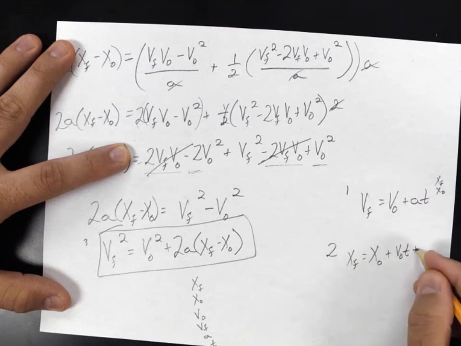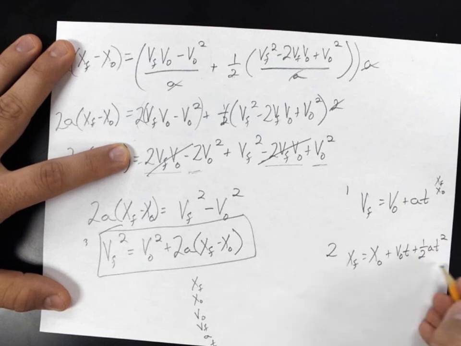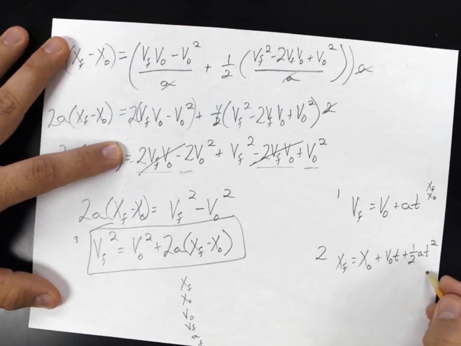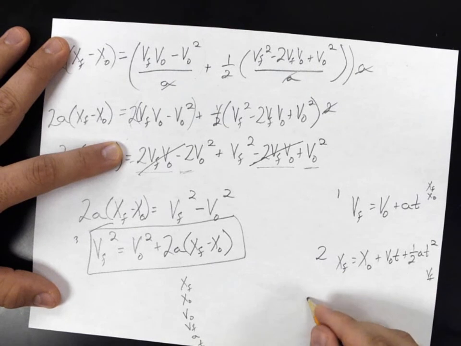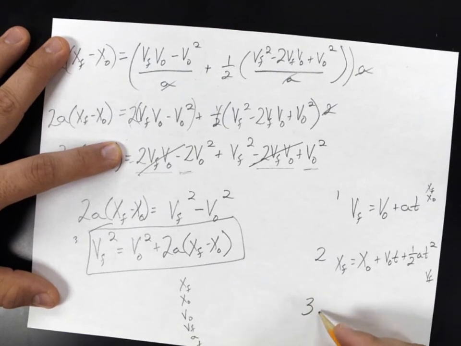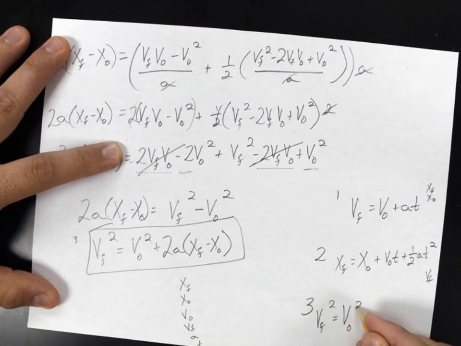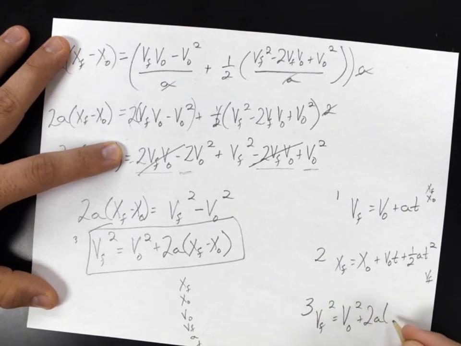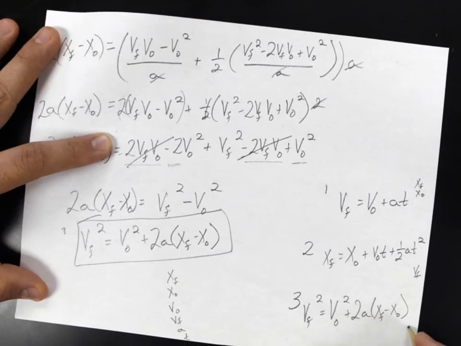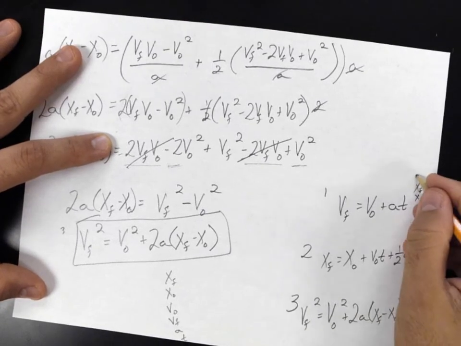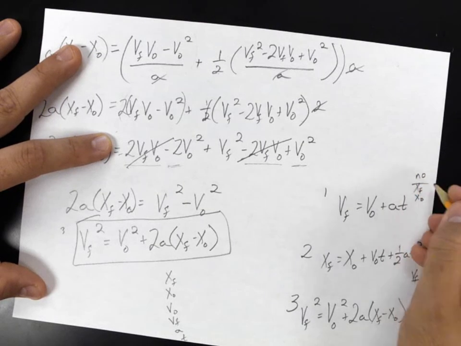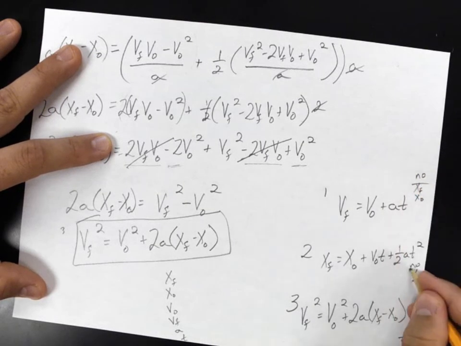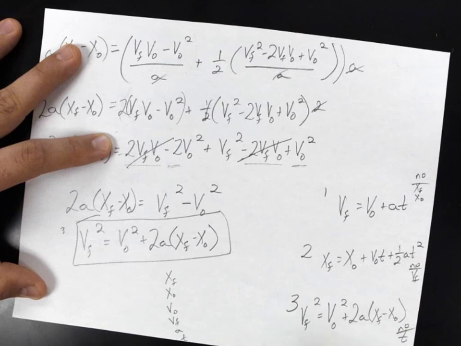The second equation, this guy right here, 1/2 at squared. What is this one missing? Looks like this one's missing vf. Third equation, this one right here, equals v naught squared plus 2a change in x position. What is this one missing? This one's missing time. No xf, no vf, no time.